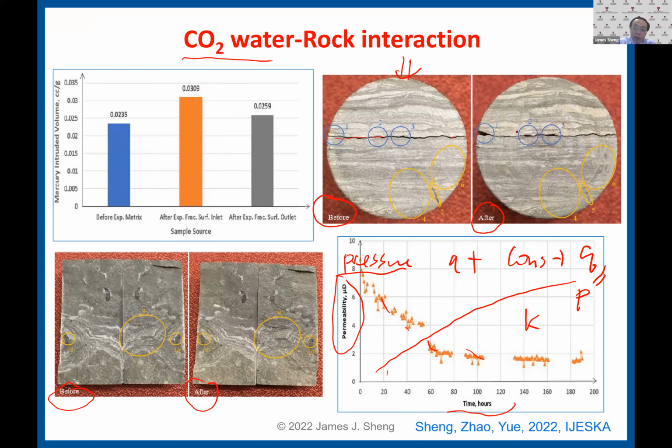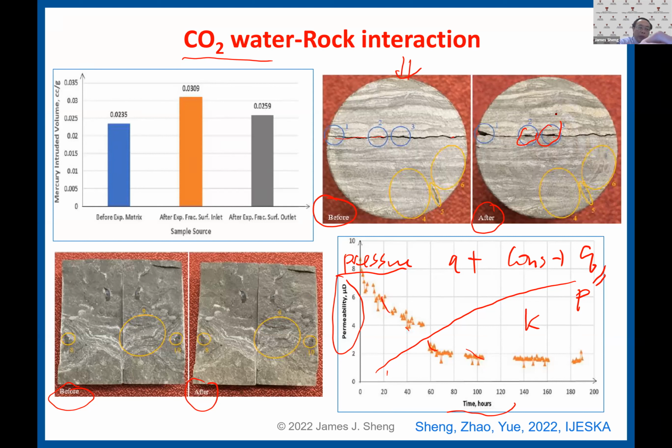But both pictures show that locally some pores became larger or bigger, but permeability is still lower. If the pore becomes larger, then permeability should be higher, right? But why is it lower? That's because these are local phenomena. Although some parts have higher, larger pores, they may not be connected. They were not connected in this case, right?